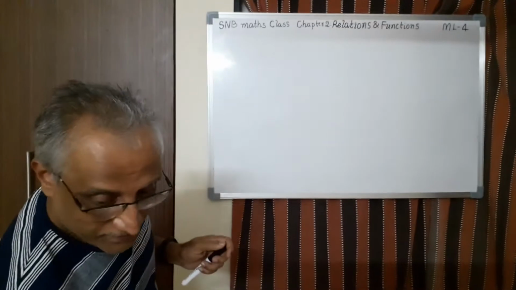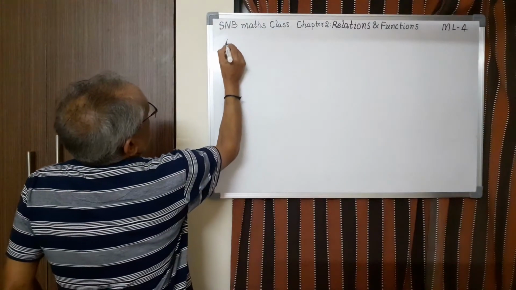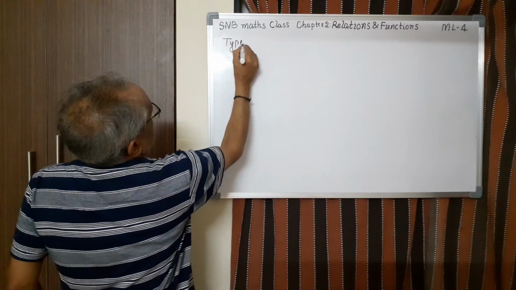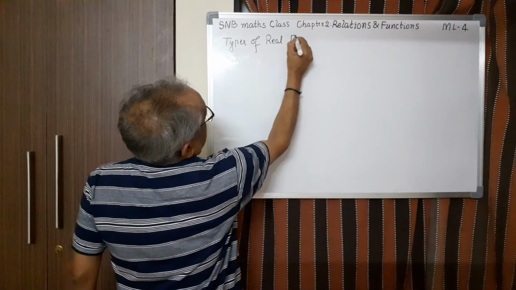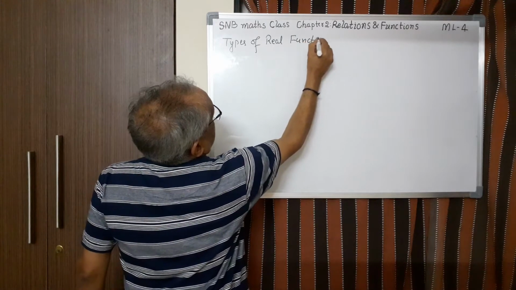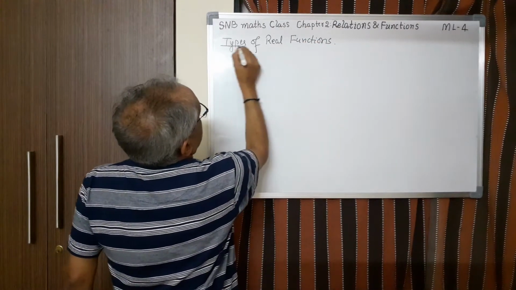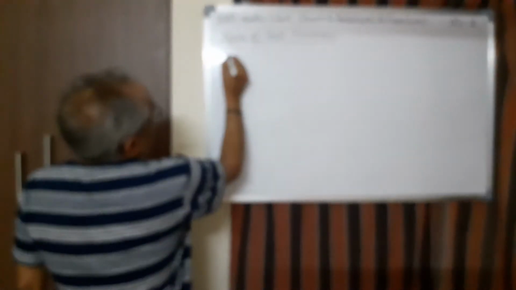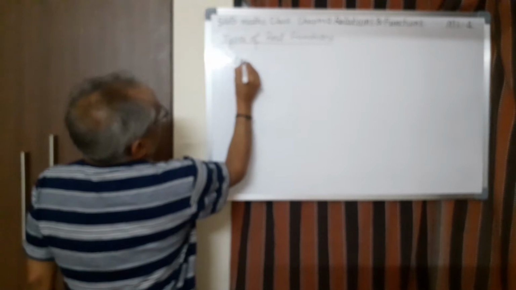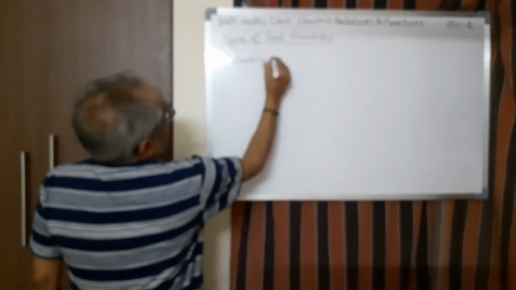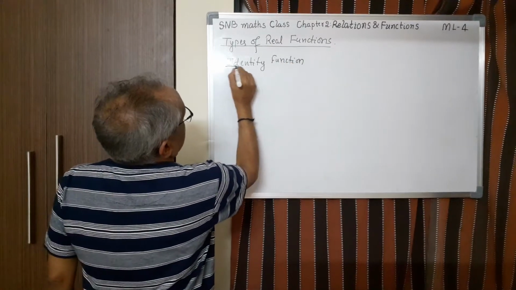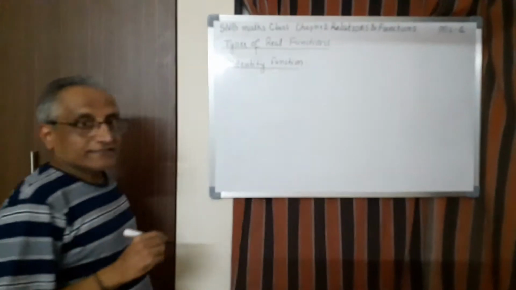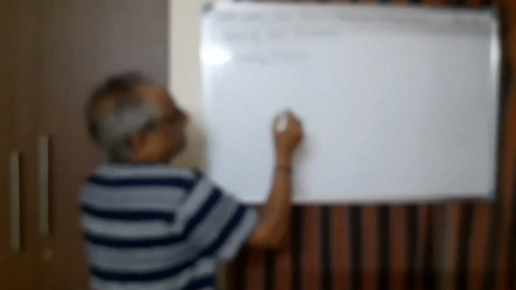So the topic is types of real functions. The first one is identity function. So let us define first. It is a very simple function.